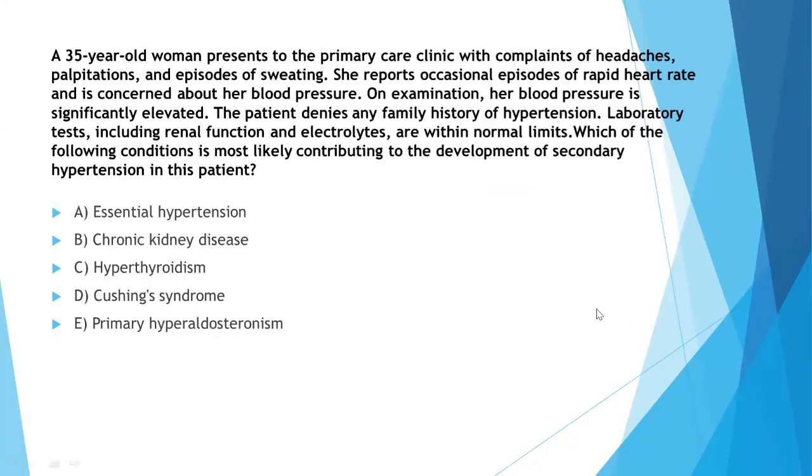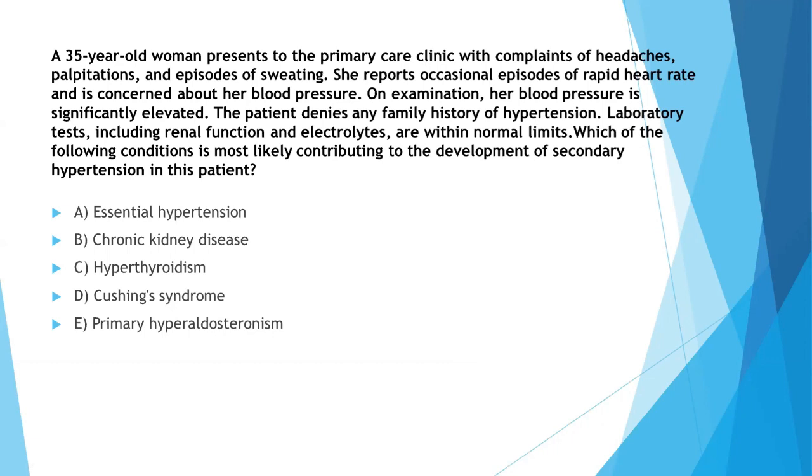So which of the following conditions is most likely contributing to the development of secondary hypertension in this patient? A 35-year-old woman presents to the primary care clinic with complaints of headaches, palpitations, and episodes of sweating. She reports occasional episodes of rapid heart rate and is concerned about her blood pressure. On examination, her blood pressure is significantly elevated, and the patient denies any family history of hypertension. Lab tests including renal function and electrolytes are within normal limits. Which of the following conditions is most likely contributing to the development of secondary hypertension in this patient?